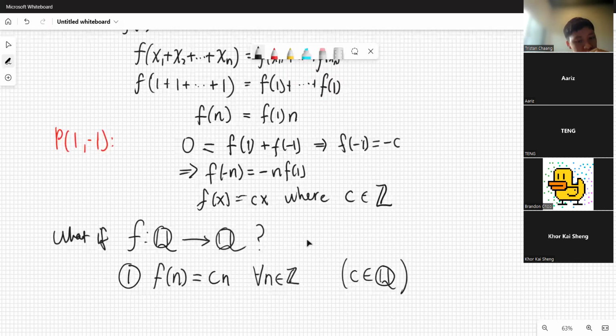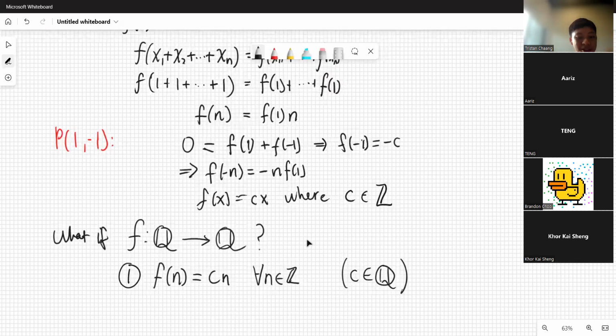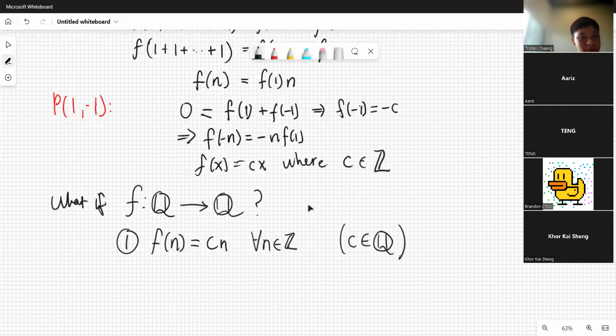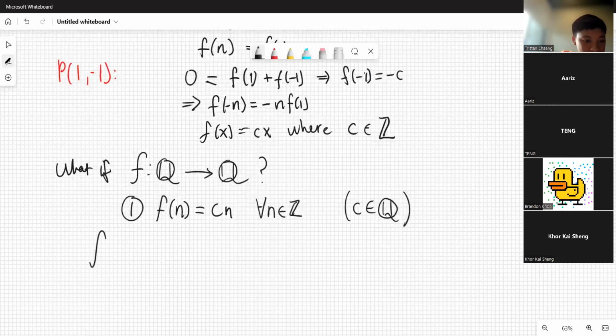Now, how do we move on to the quotients of integers? So how do we get f(1/2), for example? How do we get f(1/2)?